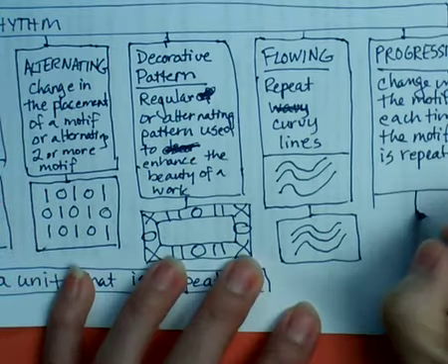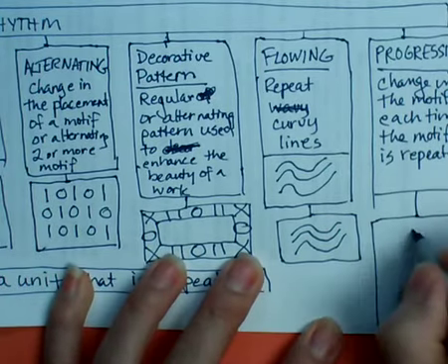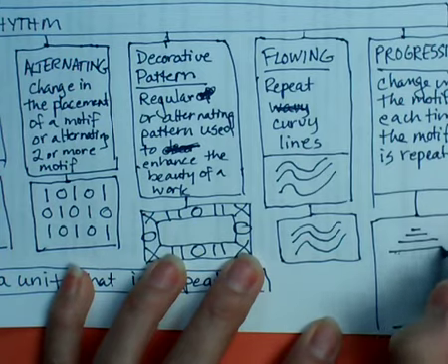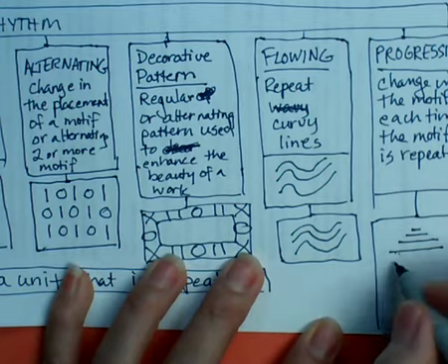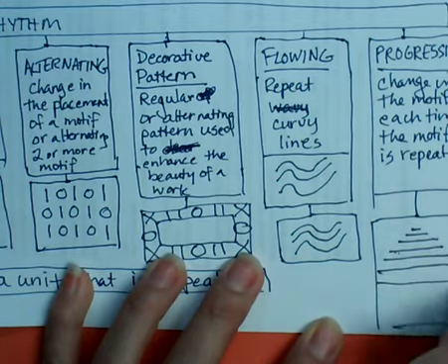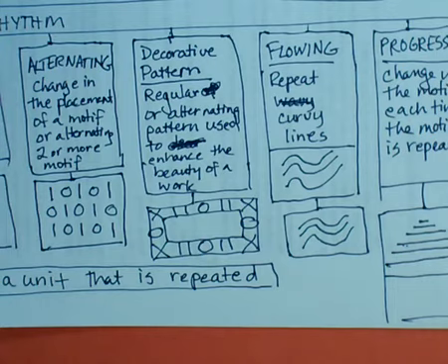Another example is line. If I start here and go from short, bigger, bigger, bigger, bigger, that's a progressive pattern. It progressively changes each time it goes. So that moves your eyes.